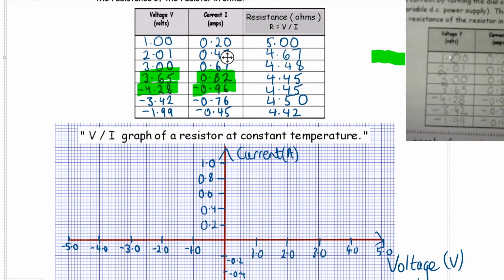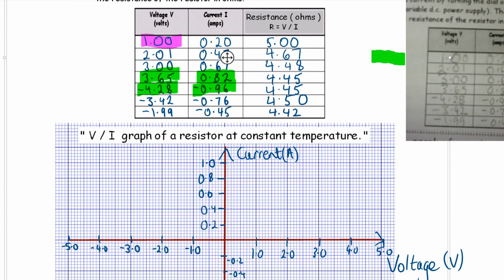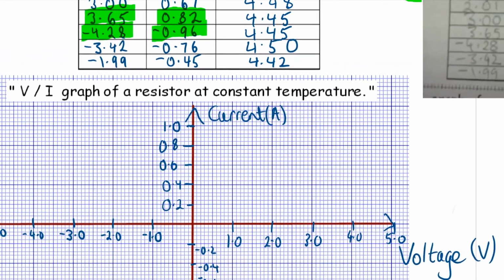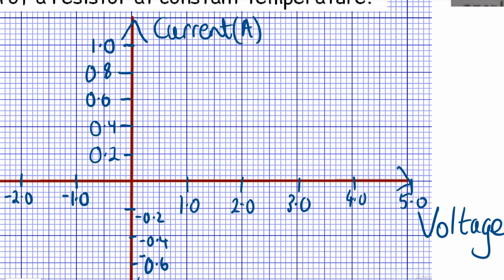When you're plotting the points, take a pair of points at a time. I'll just use a different highlighter. So if I'm plotting 1 volt against 0.2 amps, when you're plotting the points, obviously you should be using a pencil. I'll just use a different color here to make it obvious what I'm doing. So my 1 volt and 0.2 amps, well that couldn't be easier, could it? Because I'm going up from 1 volt, and I'm going across from 0.2 amps.